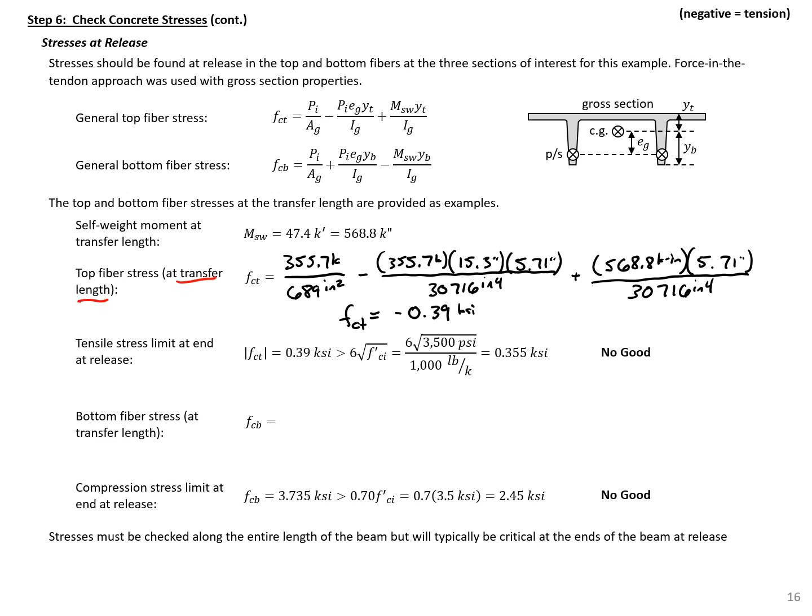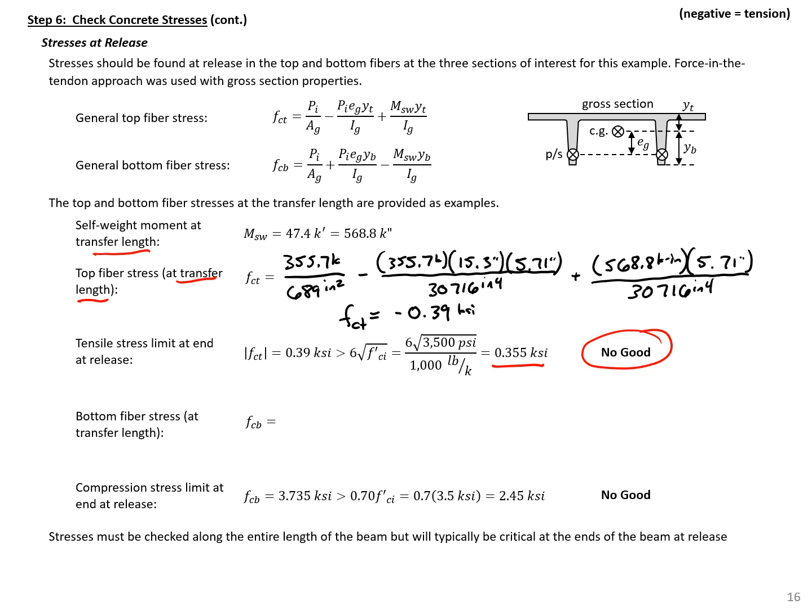So the moment here is at the transfer length. And we have a tensile stress. So we can compare this to the tensile stress limit at the end region, 6 times the square root of F prime CI. And we can see that the actual stress is greater than the limit, so we're no good. We don't meet this initial check.